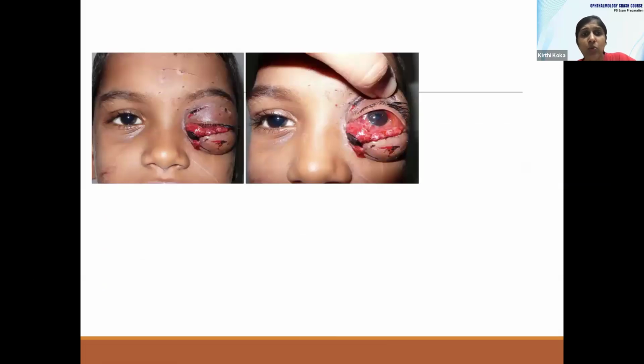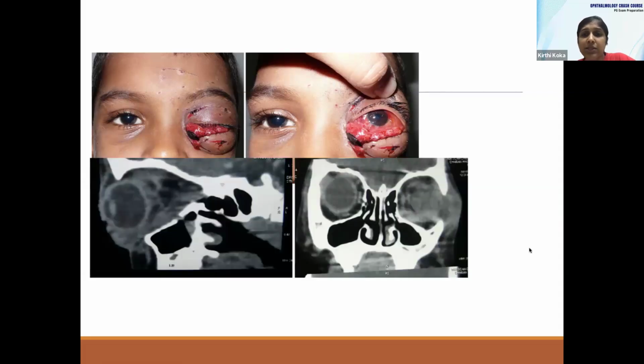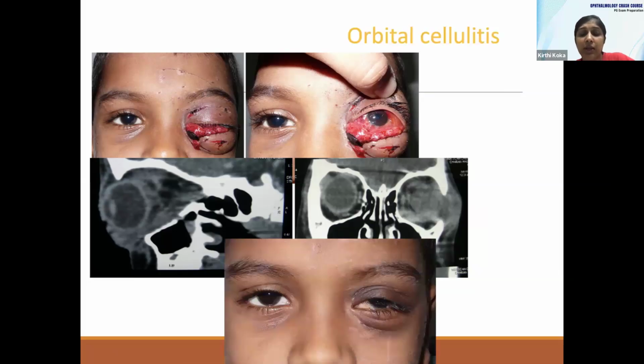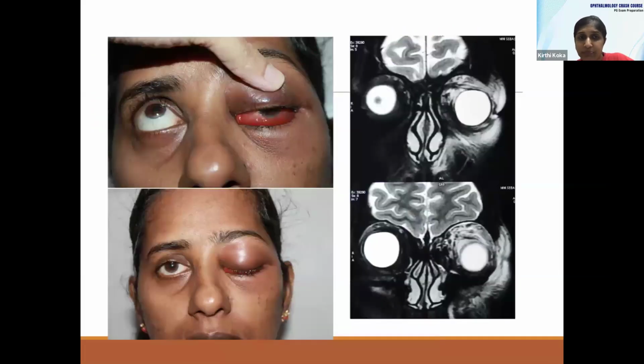Here is a child who post trauma is coming to you with acute onset proptosis like this with vision drop. So what do you think of? Here you can see that there is a dirty appearance of all the preseptal and postseptal tissues. So this is a case of orbital cellulitis, and all you need to do is clinch the diagnosis and treat with IV antibiotics, and they respond very well.